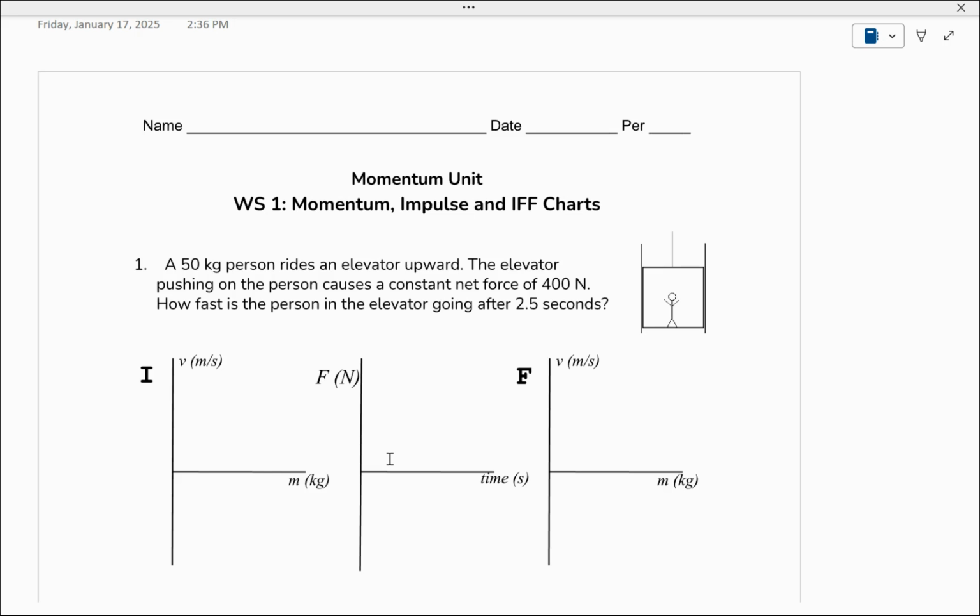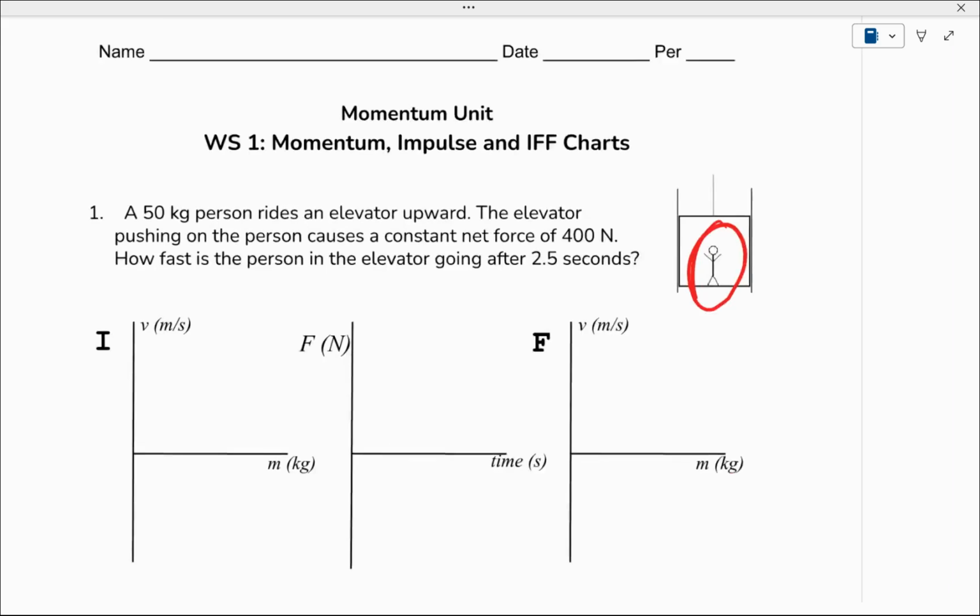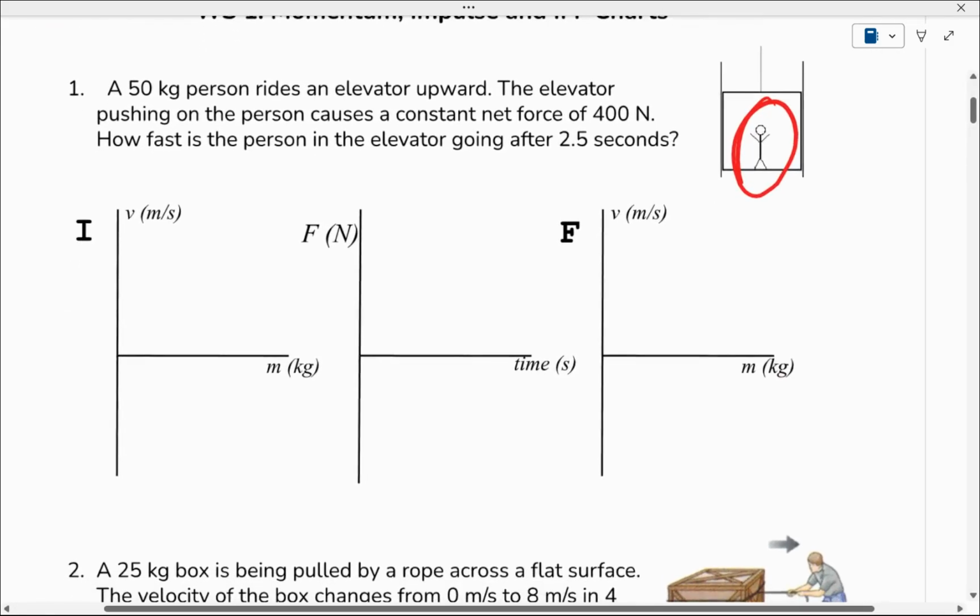Now, number one might be a throwback to the past because we've seen this little man, this little dude riding the elevator before when we studied forces. And now we're going to look at a similar situation, but see if IFF charts or IF charts can help us solve for something that is unknown.